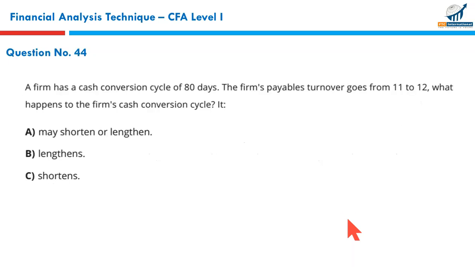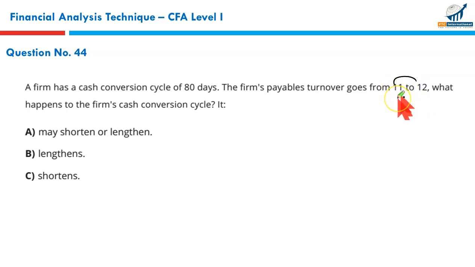Next question. Question number 44. A firm has cash conversion cycle of 80 days. Okay. The firm's payable turnover goes from 11 to 12. From 11 to 12, this is turnover. Sometimes it is difficult for us to assess whether it has increased the overall cash conversion cycle or not. It's always recommended to convert them in days. Your payable turnover has moved from 11 to 12.